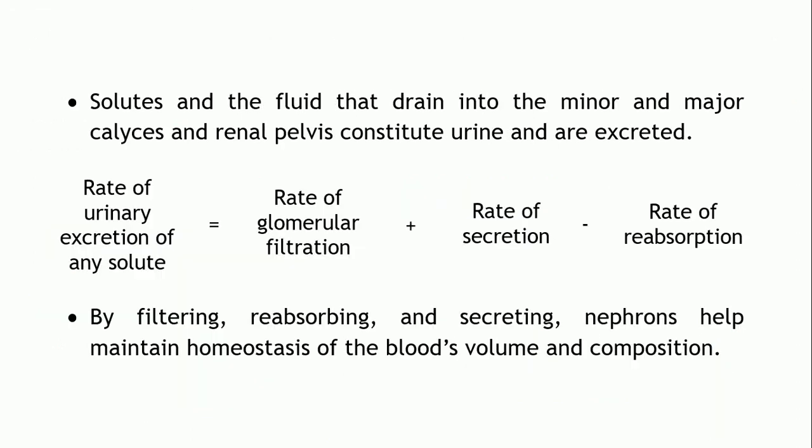Now, the solutes and the fluid which are drained out into the minor and major calyces and the renal pelvis constitute the urine. Once the fluid enters the calyces, no more absorption or secretion will take place. So this particular fluid is now known as urine and it is excreted out. Certain solutes and water are excreted out of the body in a certain amount.